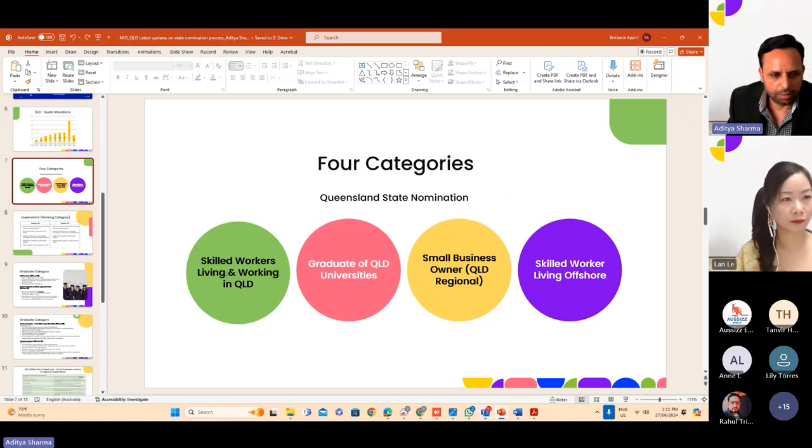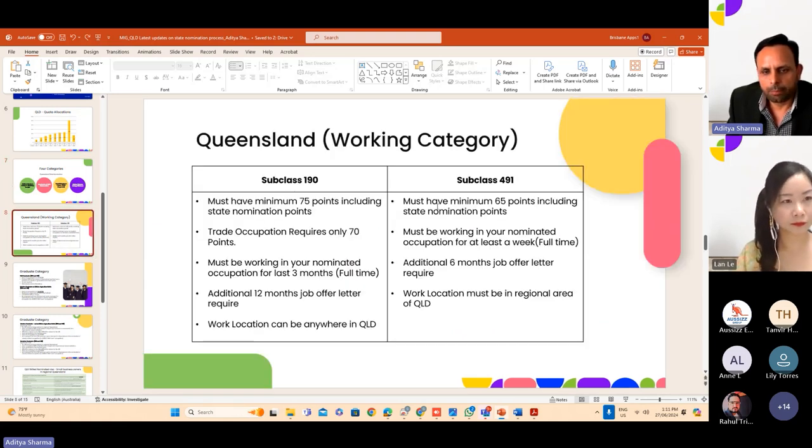So we'll start with the skilled worker living and working in Queensland, both for 190 and 491. We'll start with 190. If you are planning to lodge your EOI, I'll explain this criteria for the current financial year, and we believe the core criteria would remain the same moving on to the next financial year. We get the new criteria by mid-July or end of July, but as I said, we are hoping the core criteria would remain the same for Queensland.